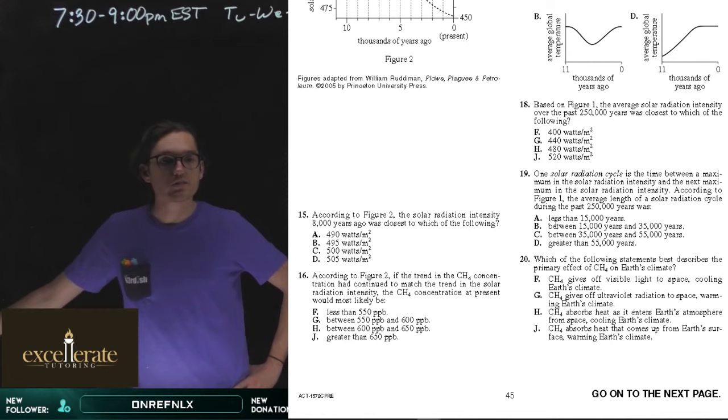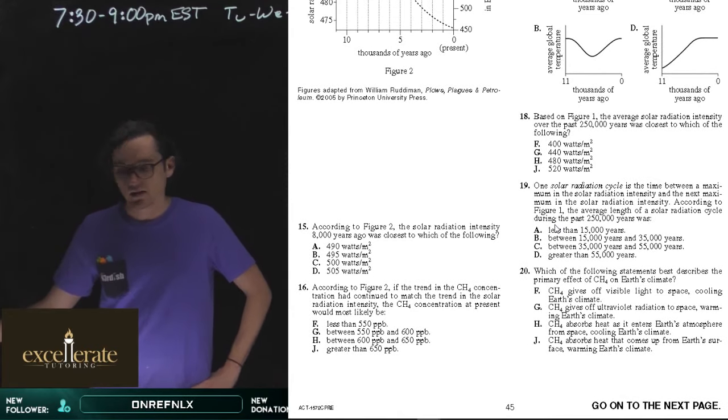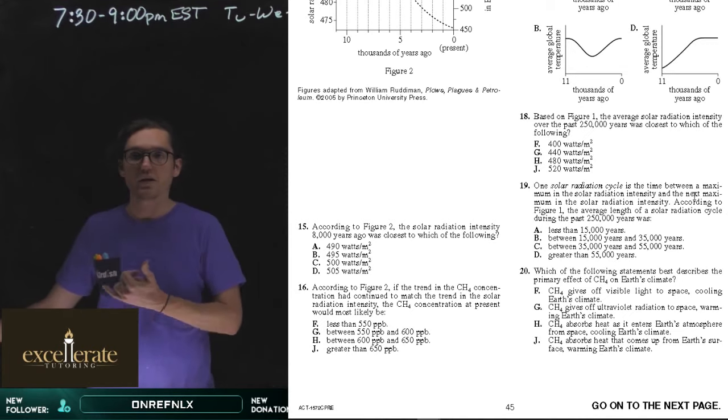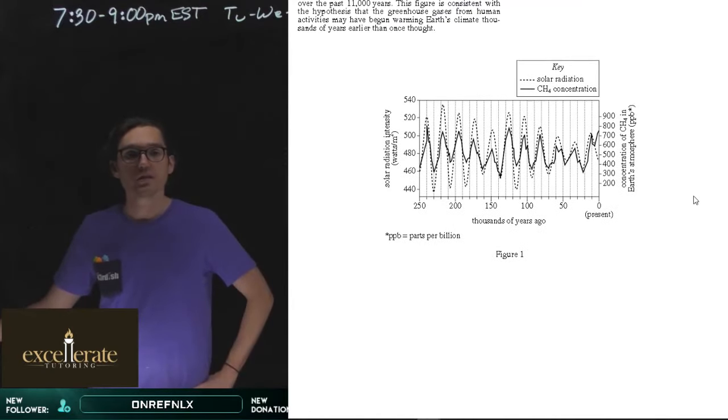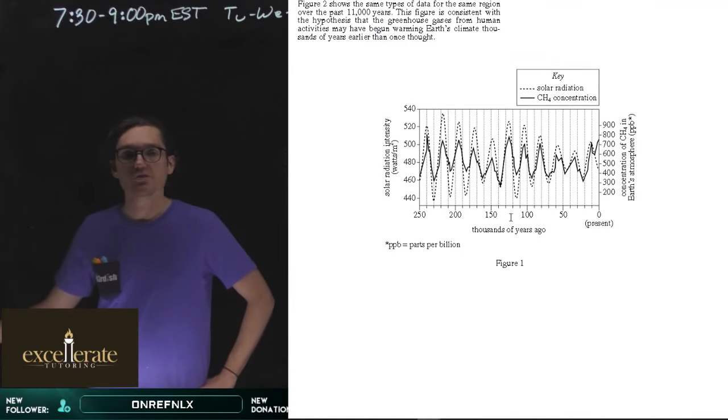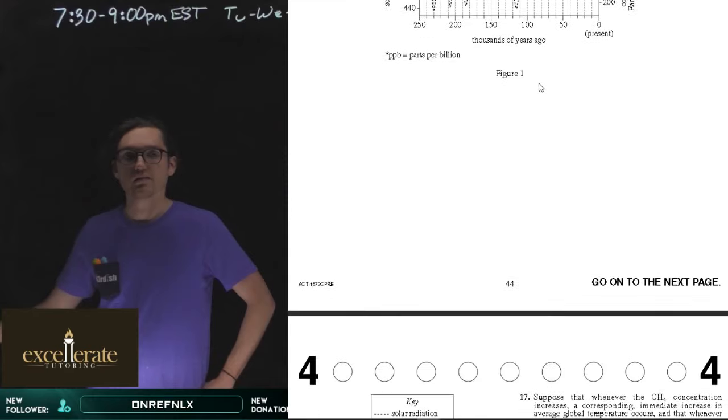One solar radiation cycle is the time between, I'm going to read it here, a maximum in the solar radiation intensity and the next maximum in the solar radiation intensity. According to figure 1, the average length of a solar radiation cycle during the past 50,000 years was what? The time between maxima. For the bold line? Well, really they're the same. They would have the same average, but it's the midline for the solar radiation intensity, which is the dotted line, not for the bold line.